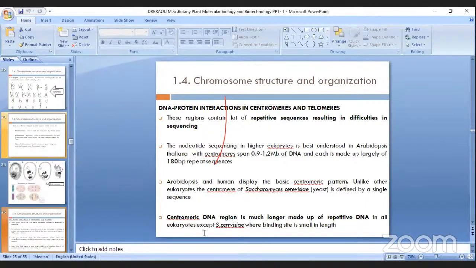The centromeric DNA region is generally much longer, and as we discussed, it has many repetitive DNA sequences in all the eukaryotes, except yeast, because in yeast you find only a single sequence, so you don't find any repetitive DNA. And here the binding site is very small because of this reason.